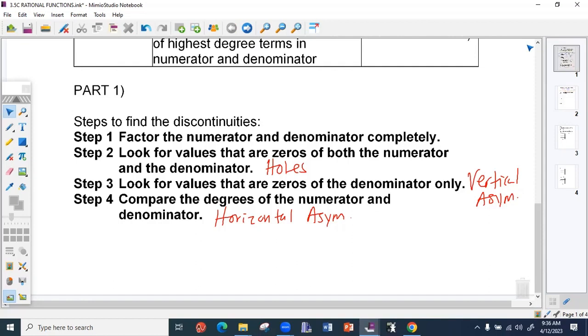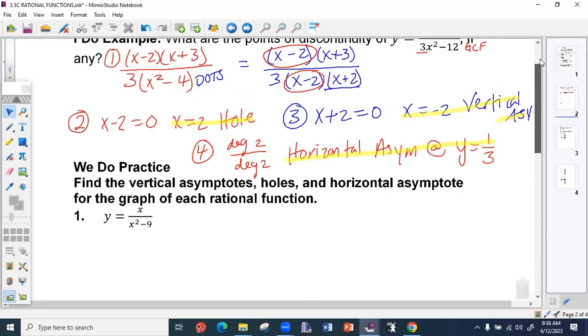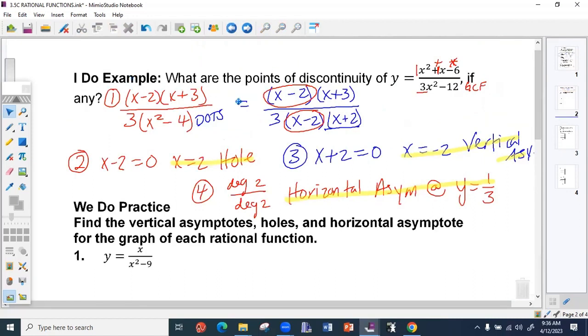Okay. All right, so step 4 is comparing the degrees of the numerator and denominator, and that's going to tell us our horizontal asymptote. So, at the end of class yesterday, we left off with the I do, which is the one I worked through. So following those steps, the first thing I did was fully factor using my factoring techniques. Second, we look for what factor they had in common, and that was x minus 2. When I set that equal to 0, that tells me where my hole is, okay? Step 3 is to look at what's left in your denominator. What variables are left in your denominator? And I'm left with x plus 2. I set that equal to 0, and that tells me my vertical asymptote, okay?